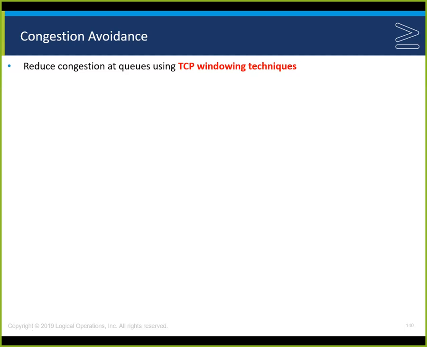The sliding window that we looked at in the demo last week, as we go through that we move down the data, we can adjust the size of that. The window size is negotiated during the three-way handshake. It can be adjusted during the transmission so that we don't overwhelm something, which reduces congestion. When the queues are full at the outgoing interface, the packets at the end are dropped.